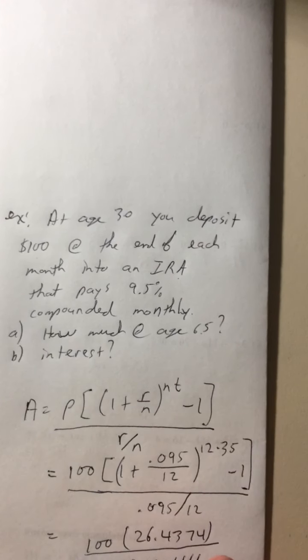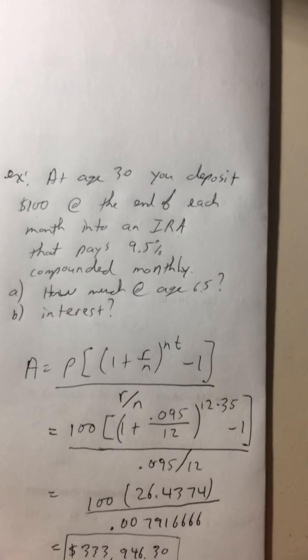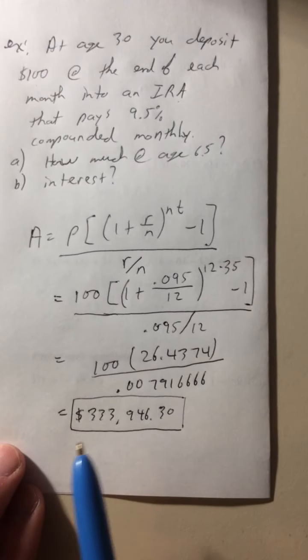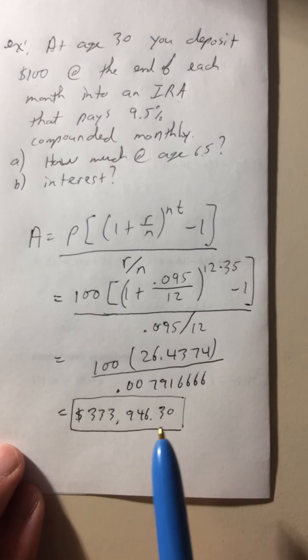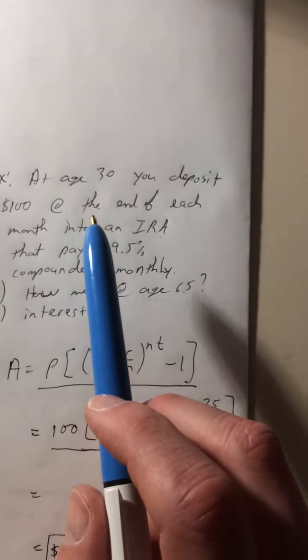So the moral of the story here is the sooner you start investing for your retirement, the better it is for you. More time means significantly more money. Okay, so there it is, $333,946.30. And again, we want to find out how much interest we earned.